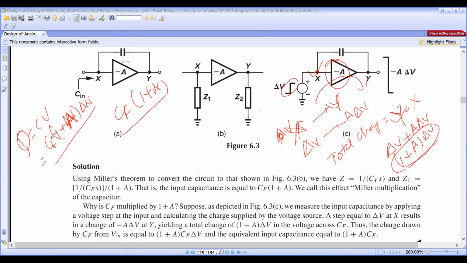Then you can say the equivalent input capacitance is this much, multiplied with the delta V. The change in voltage at the input will appear at the output. Okay, this one.